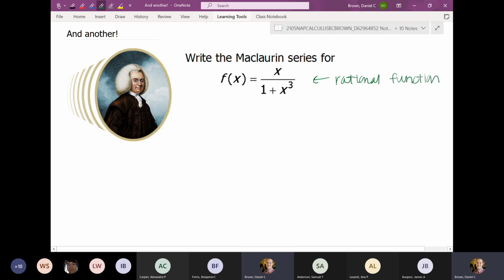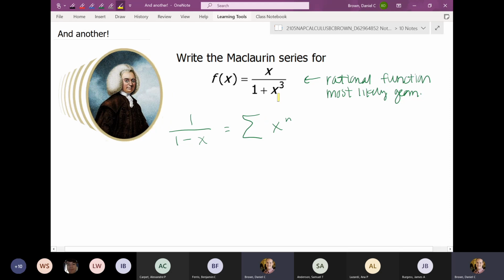So if we're looking at this one, this is a rational function. When you see a rational function, it is most likely going to be the geometric series. So what is that geometric series? Again, the geometric series is 1 over 1 minus x, and that is equal to the series of just x to the n. So manipulating it, you can do this in a single step or in one step.